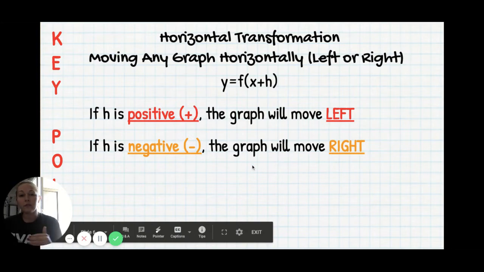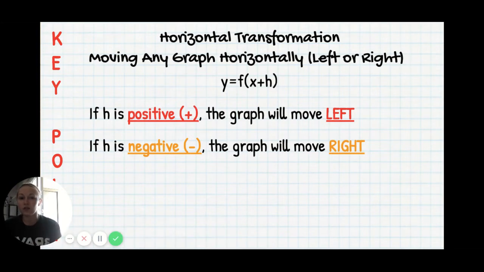Okay, now if we're going left or right, this is where it gets a little bit tricky. If it's plus h on the inside of that binomial with x, we're actually going to go to the left. A lot of times it's really easy to think, oh, plus, I'm going to go plus on the x-axis, but you're doing the opposite of what's happening. So if it's plus 4, you're going to move left 4. You're literally taking your graph and you're moving it left. And then if it's negative, meaning it's minus h, your graph is going to move to the right.